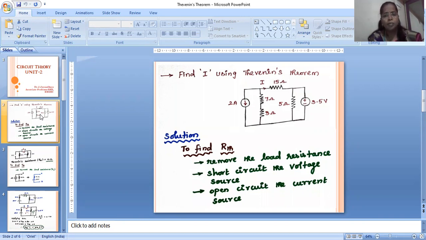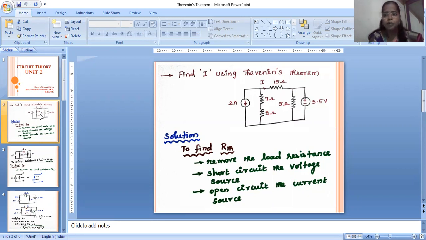Okay. The next point is to short circuit the voltage source. Suppose in the given circuit you have any voltage sources, those voltage sources you have to short circuit. Then the third point is, if the circuit contains any current sources, those current sources you have to open circuit. You have to follow these three points. After that, only you have to find the total resistance between the terminals A and B.